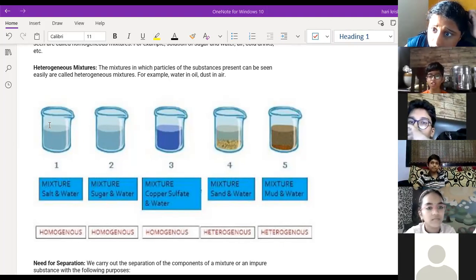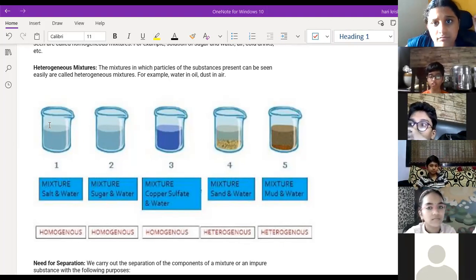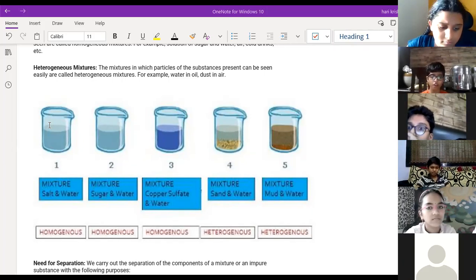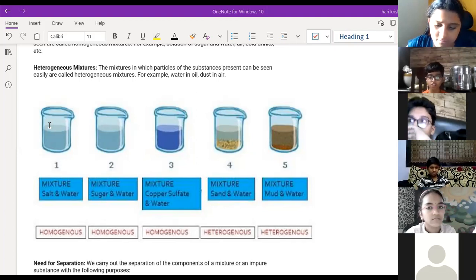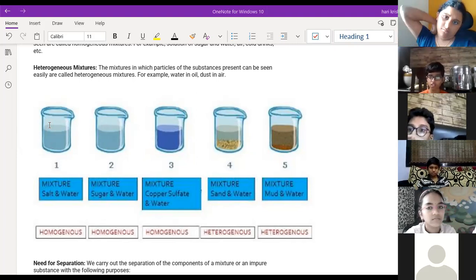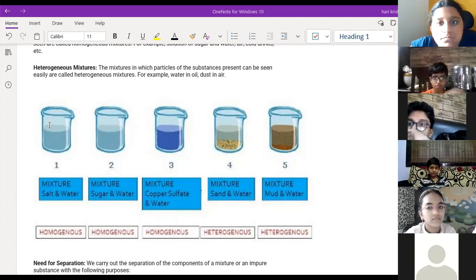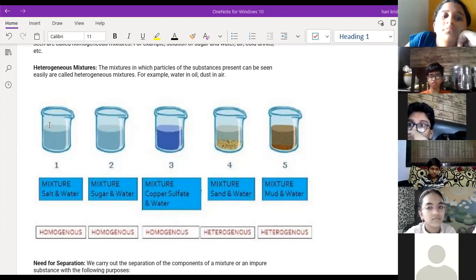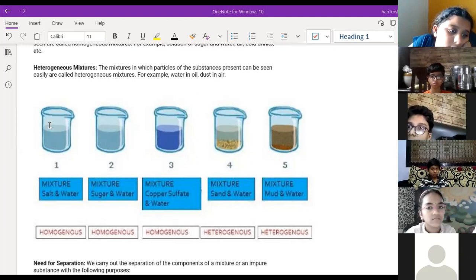Sir, so the only way to separate homogeneous substances like salt and water is evaporation, and for heterogeneous like sand and water, it is sedimentation, decantation, filtration. Yes, very good. For heterogeneous you can use filtration, decantation or sedimentation. Sir, is distillation also used? Distillation you can use for homogeneous as well as heterogeneous, but mostly for homogeneous.